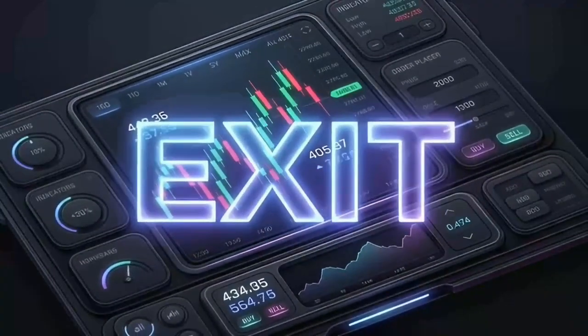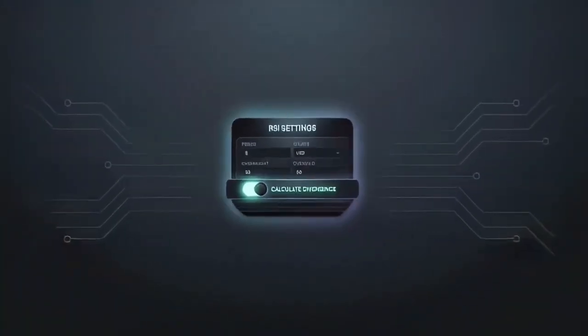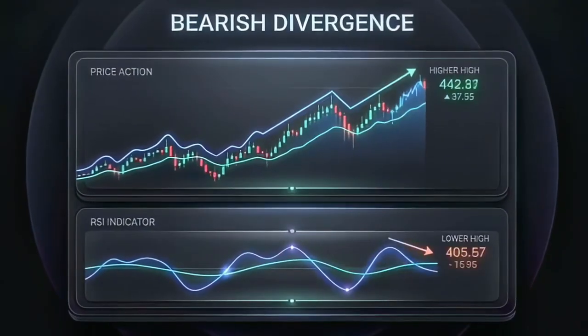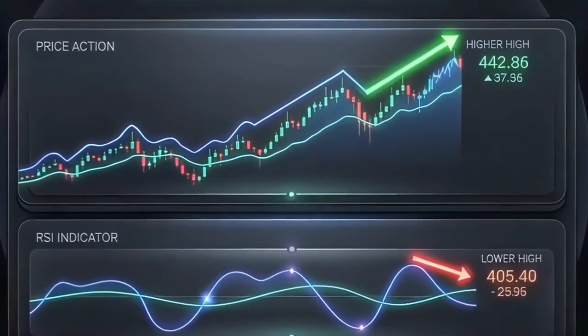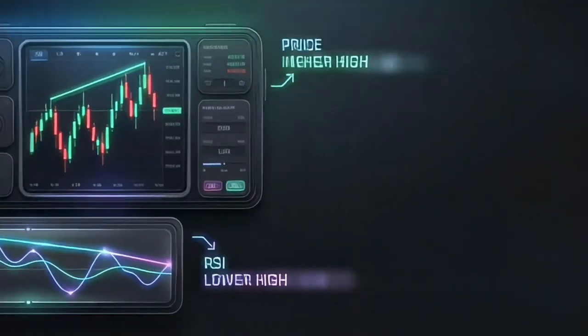Now, one last thing, and it is the most valuable idea in this video. There is an input on the strength index called Calculate Divergence, and almost nobody switches it on. Divergence is when price makes a higher high while your oscillator makes a lower high. The second push carried less momentum than the first, even though it traveled further.